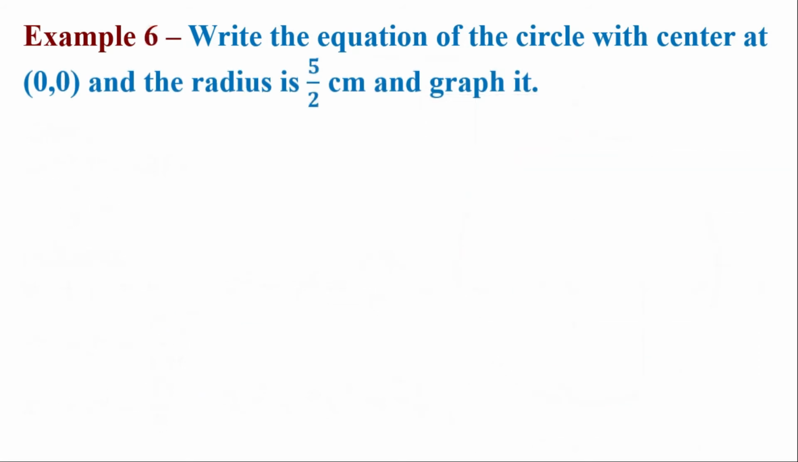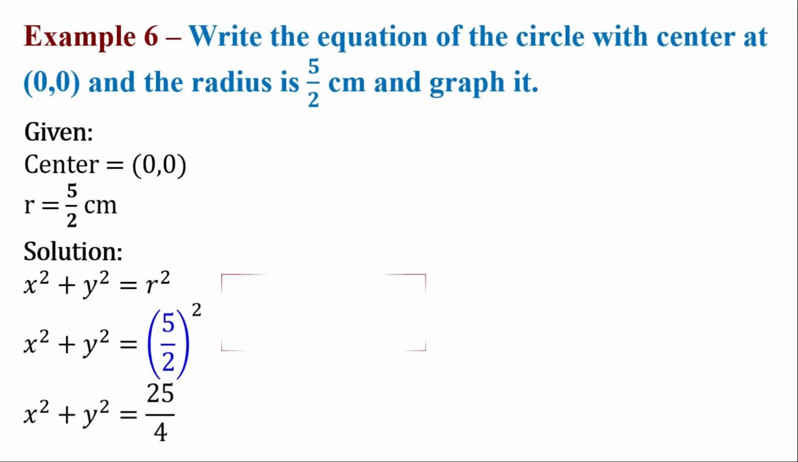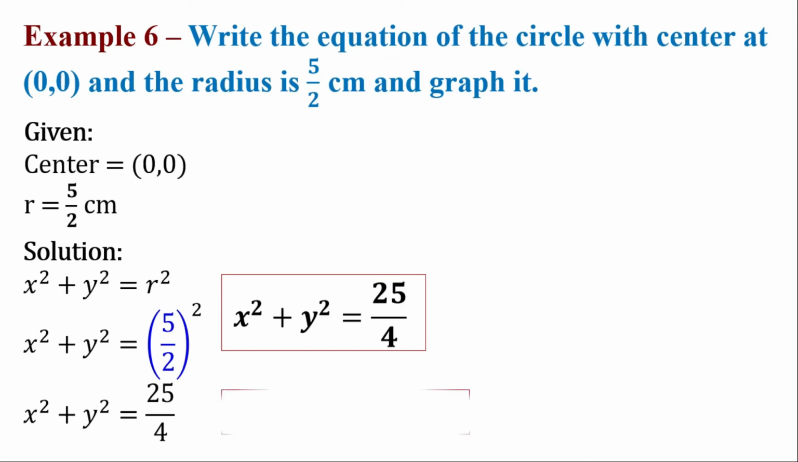Let's have another one, a fraction one. Write the given. On the solution, write first the formula, substitute the radius, and voila. That's how you get it. Now to eliminate the fraction, we multiply 4 on both sides and we'll get this as our answer.